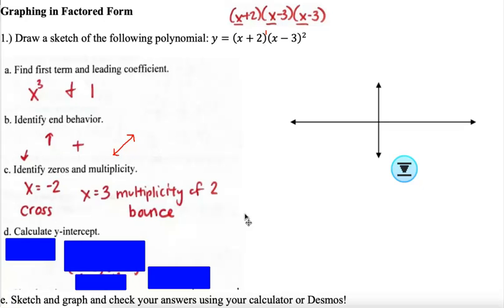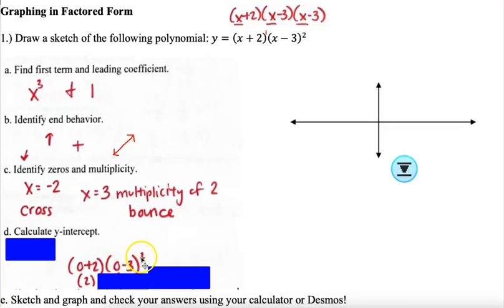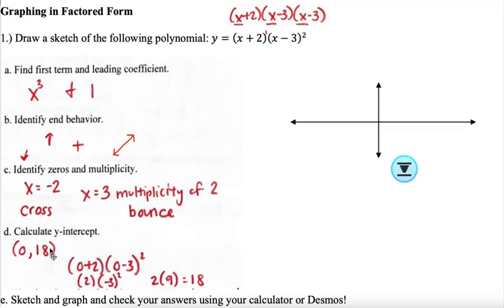The last thing you need to do is calculate the y-intercept. We know from the last module, module 2, to calculate our y-intercept, we're going to plug in 0. So I would take 0 where x is and simplify. 0 plus 2 is 2. 0 minus 3 is negative 3. Anything squared is going to be a positive number, so negative 3 squared is going to be 9. And then I would multiply those two numbers. So 9 times 2 is 18. So I know my y-intercept is at 0, 18.